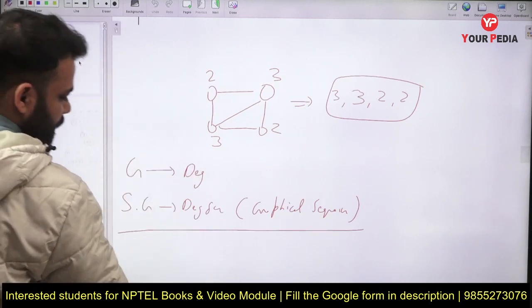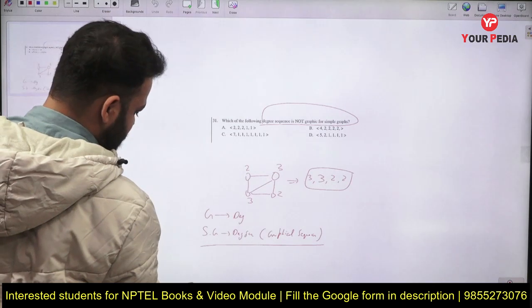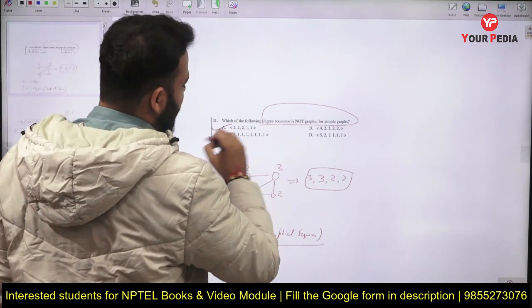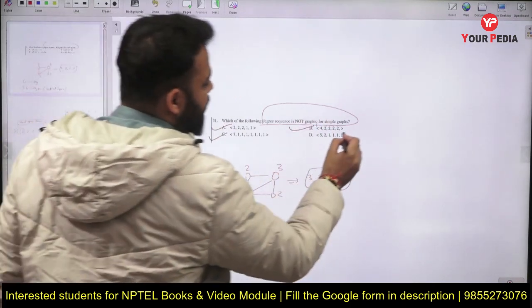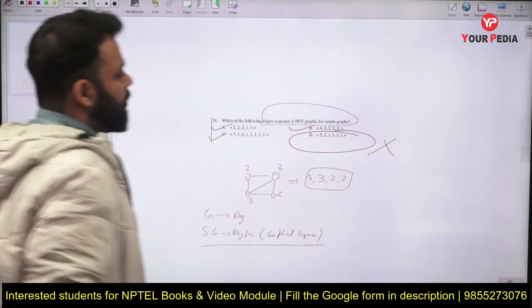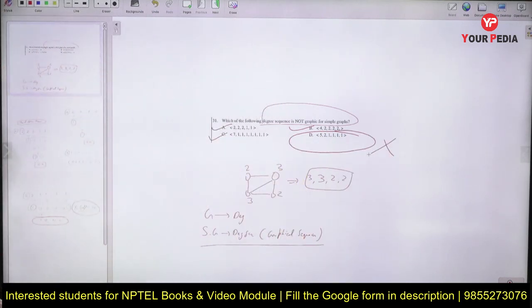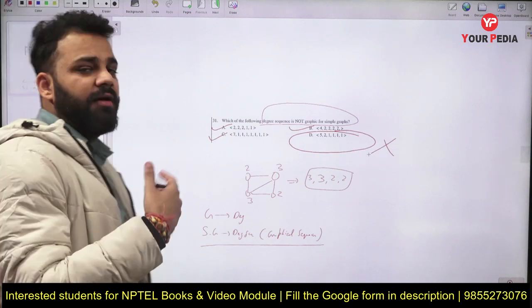So in our question, A is a graphical sequence, B is a graphical sequence, C is a graphical sequence. D is not a graphical sequence. So our option D is the correct answer, because it is asking which of them will not be a graphical sequence.